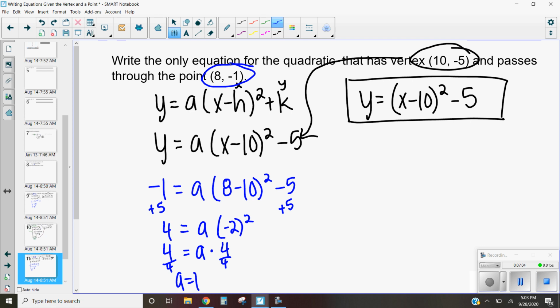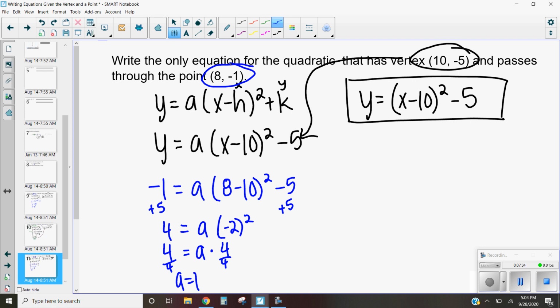We used that, we moved the 5, simplified it, solved for a, and we ended up getting a equals 1. So we can write that in our equation or not. But ultimately, writing this equation here, our quadratic that has a vertex at 10, negative 5 and passes through the point 8, negative 1, is going to be y equals (x minus 10) squared minus 5. So that is how, given a vertex and a point, we can write a quadratic equation just based on those 2 points, which is so awesome.